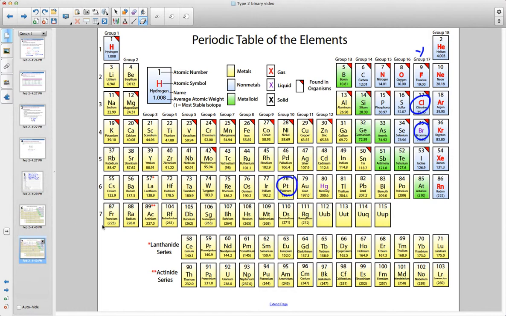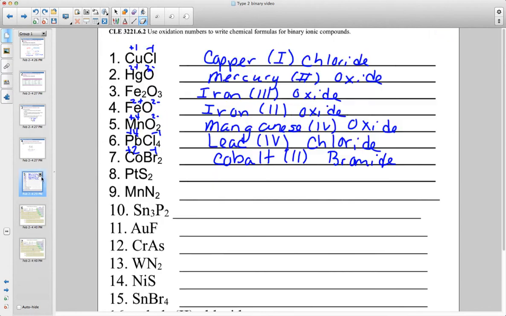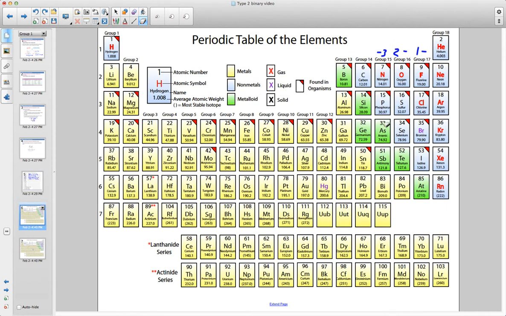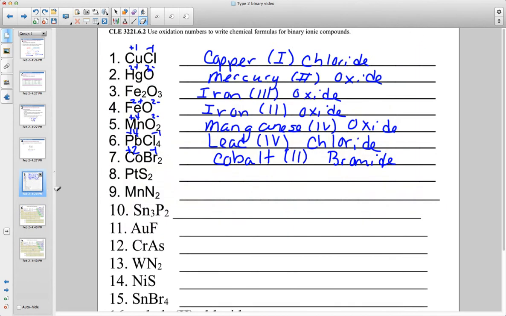We don't know what charge that is, so we're going to have to find something that we do know. Well, we do know sulfide, all of these are a -2 oxidation number, so this is a -2. Well, we had 2 of those, right? So 2 times a -2 is a -4, which means that this must be a +4. So you would put down platinum 4 sulfide.